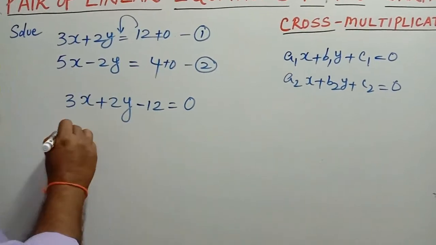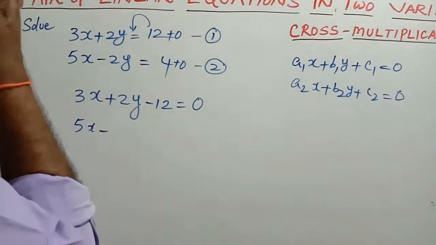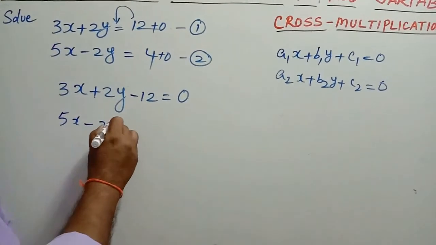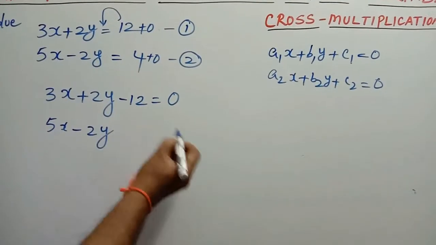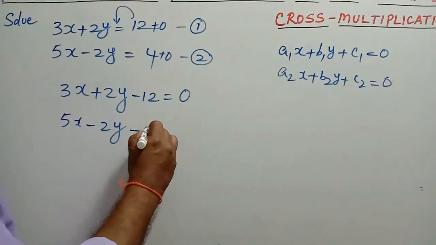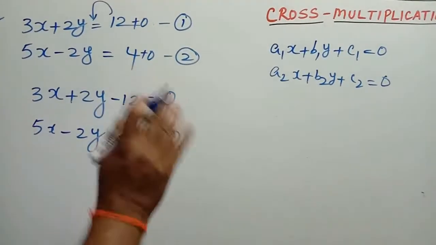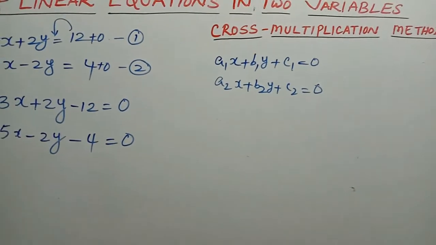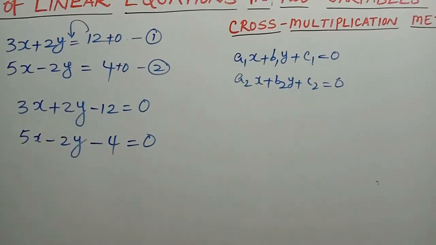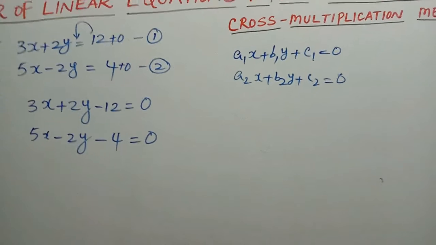Next, the second equation, 5x minus 2y is equal to 4. The plus 4 will be transposed from RHS to LHS. That will be 5x minus 2y minus 4 is equal to 0. Now, these two are the new equations. By using these two new equations, you have to solve them by the cross multiplication method.